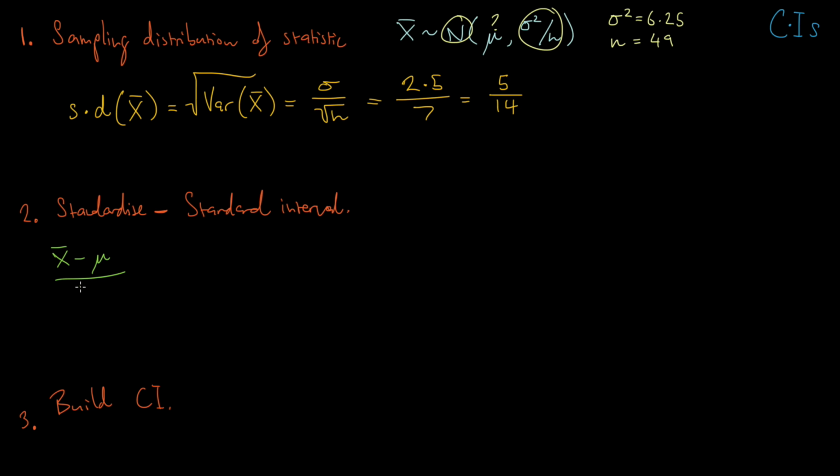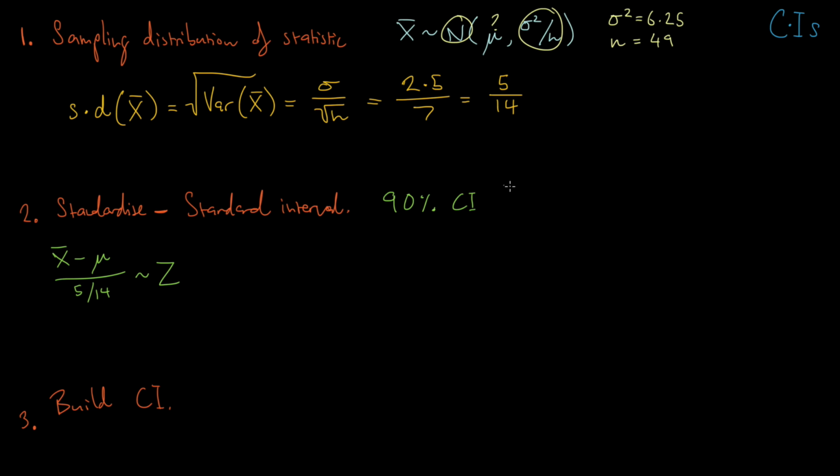And in this case, it's going to be 5 on 14. And we know this is going to have a standard normal distribution. Okay, and we're going to need to find an interval for x bar which contains, in this case, 90% of the possible values around the true population mean.